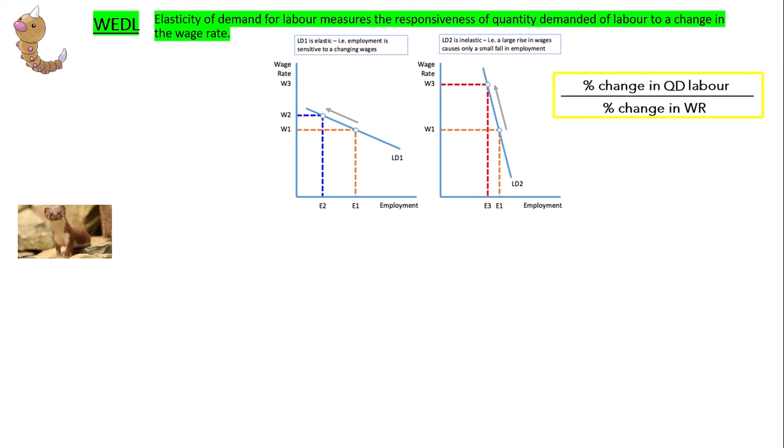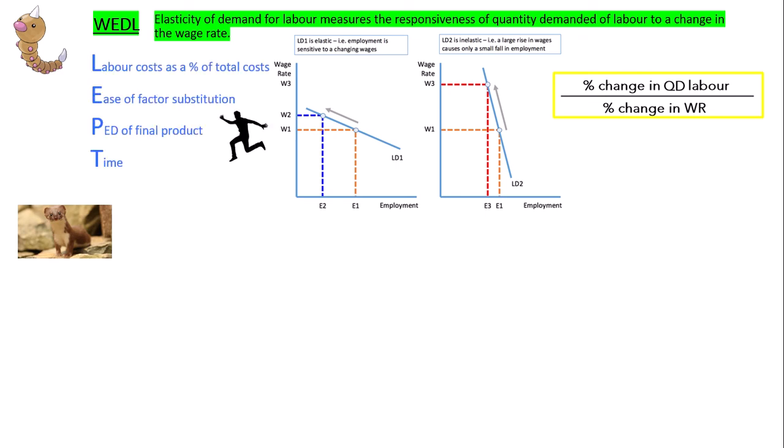So on that, what is the difference between these two curves? See if you can identify or recall the determinants of WEDL. Pause the video, write them down. So hopefully you've got labour cost as a percentage of total costs, ease of factor substitution, price elasticity of demand for the final product, and time.